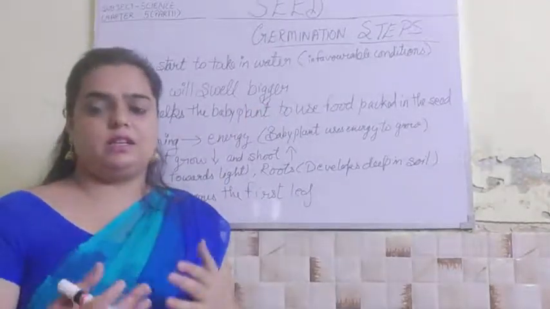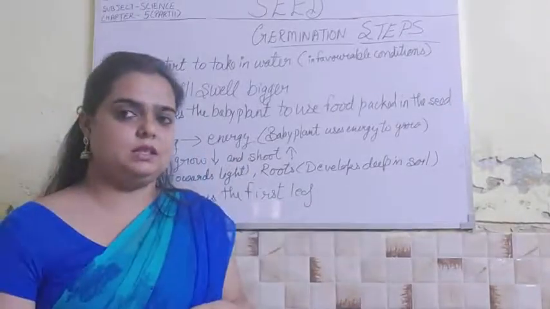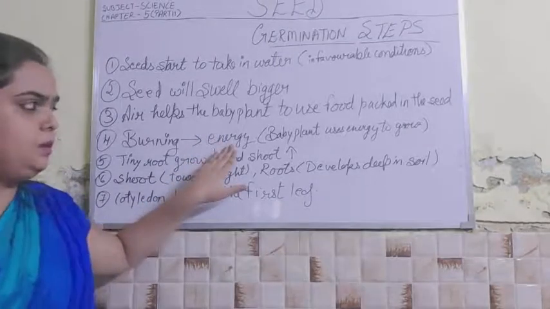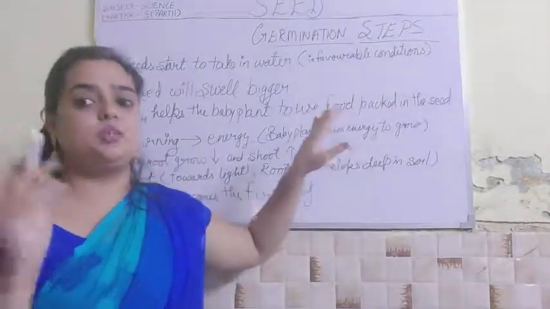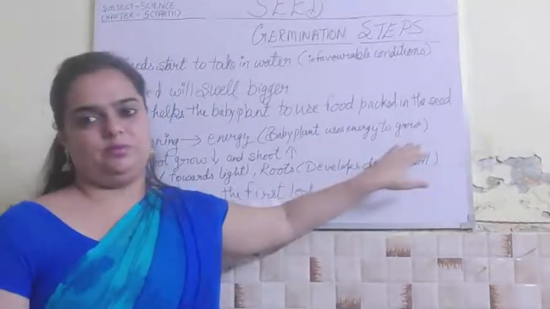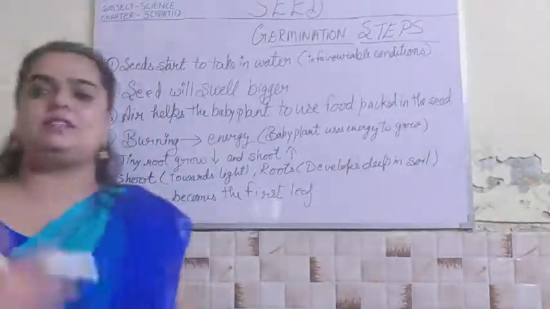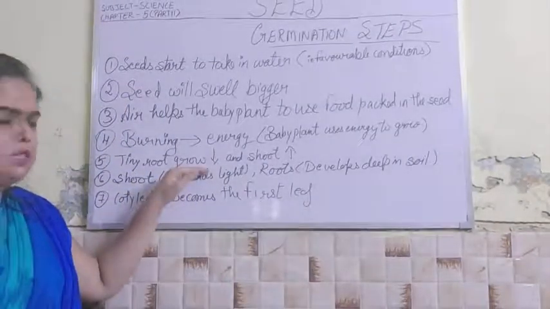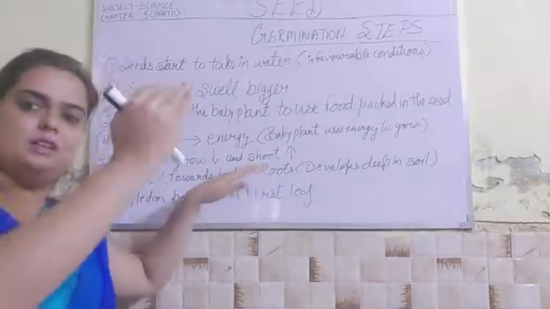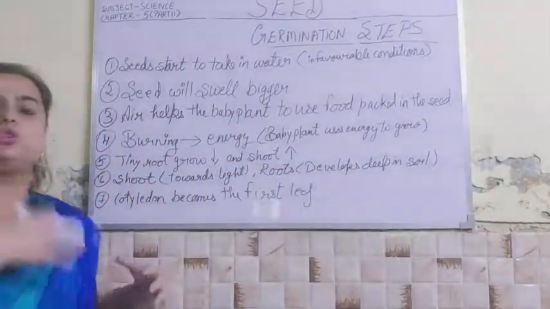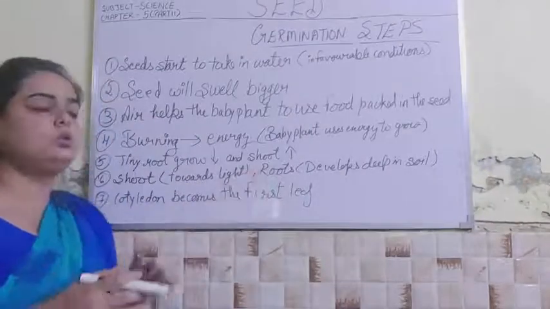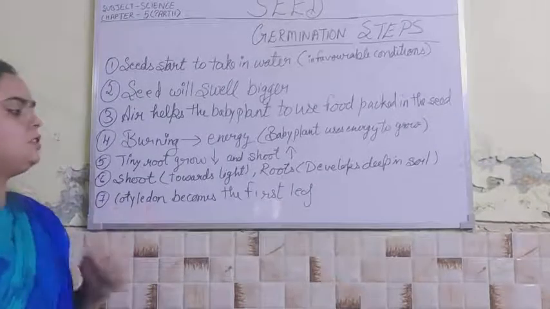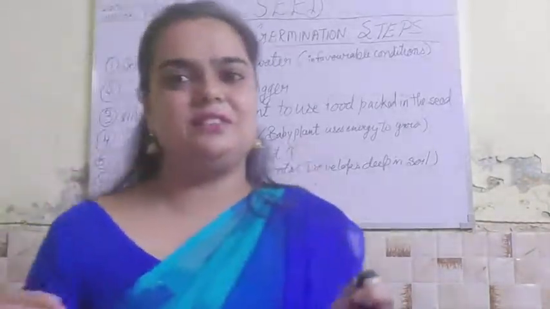When the oxygen gets in, oxygen will burn the food which is present there, and due to burning, energy will be produced. When energy is produced, the baby plant will use that energy to grow. After that a very tiny root will grow downwards and a shoot will grow upwards. The shoot will grow towards the light, and the roots will develop deep in the soil. And after that, the cotyledons become the first leaf. Then the first leaf comes out.